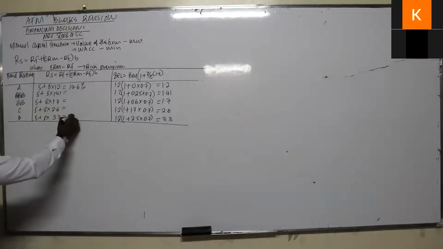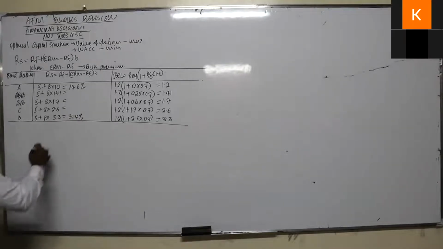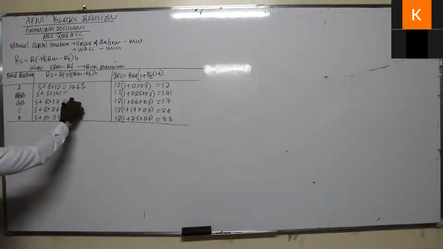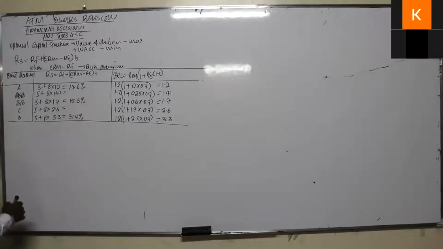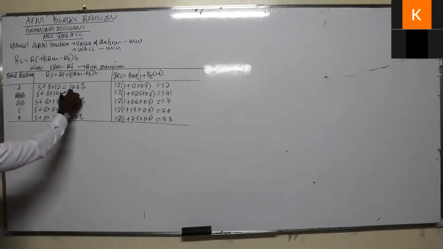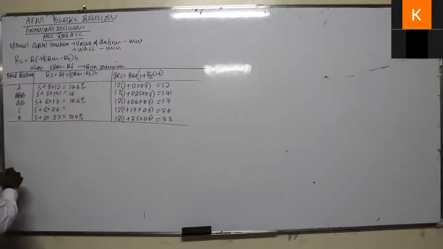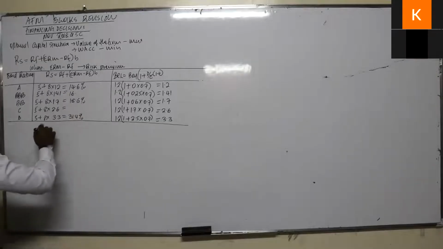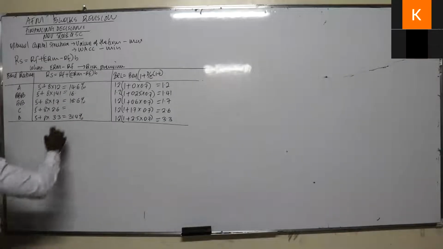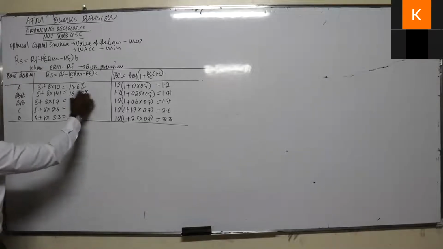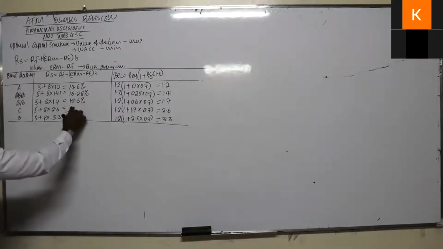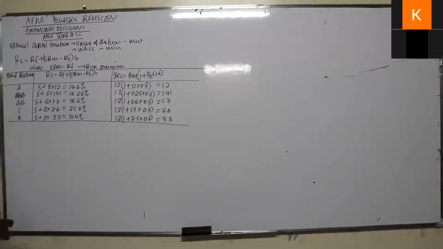The last one? Sorry? 1.4%. That one? 18.6%. Point? 8.28. 25.8. But we are not looking at the cost of equity.